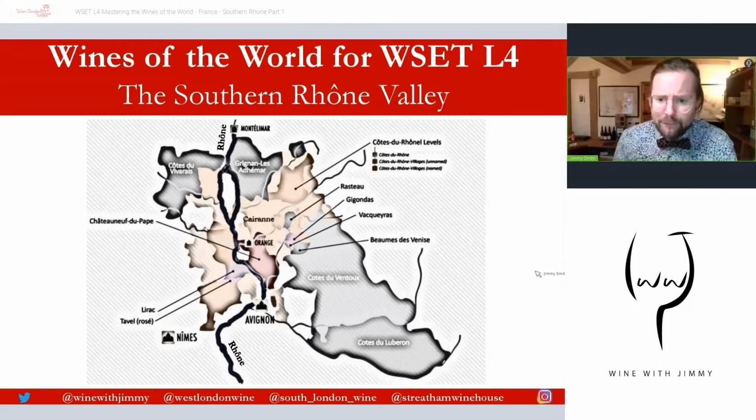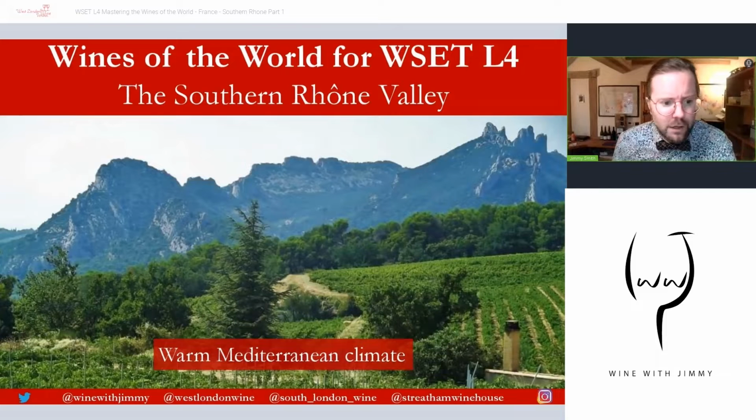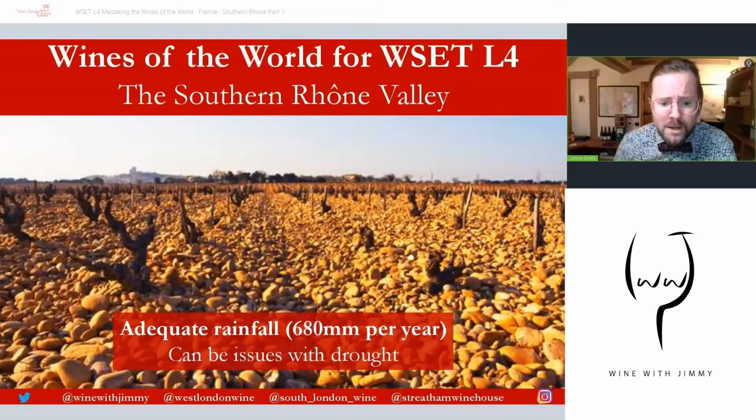So let's talk about a few more things here as well, just about the climatic type here. So the Southern Rhône would be classified generally as a warm Mediterranean climate. So mild winters down here, but very warm and dry summers. And often it really gets into summer temperatures in May. And that can last well into sort of September and October.